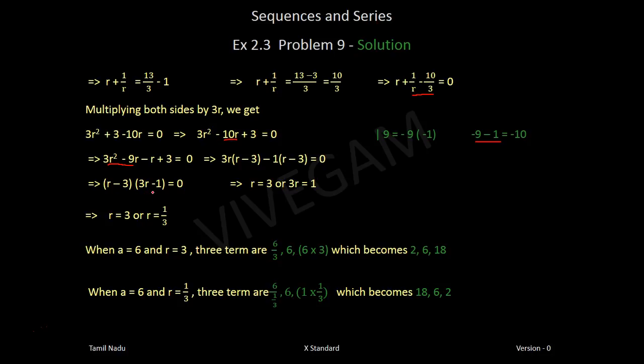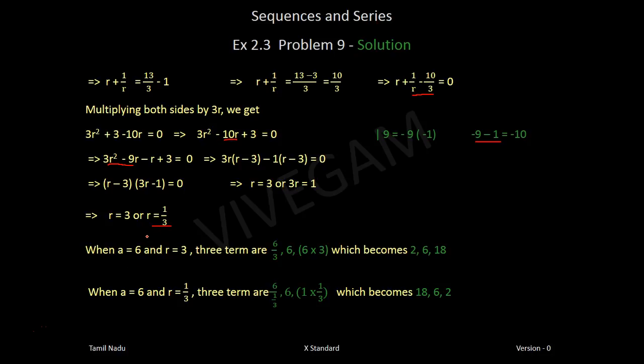Product of two terms equal to 0, which means r minus 3 equal to 0 or 3r minus 1 equal to 0. So when r minus 3 equal to 0, you get r equal to 3, or 3r minus 1 equal to 0, so you'll get 3r equal to 1, or r will be equal to 1 by 3. So you have two answers, r equal to 3 or r equal to 1 by 3. So there will be two cases.